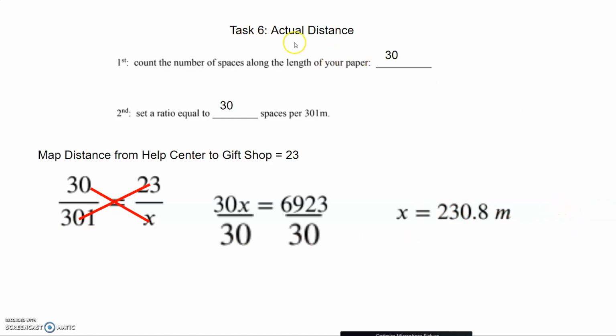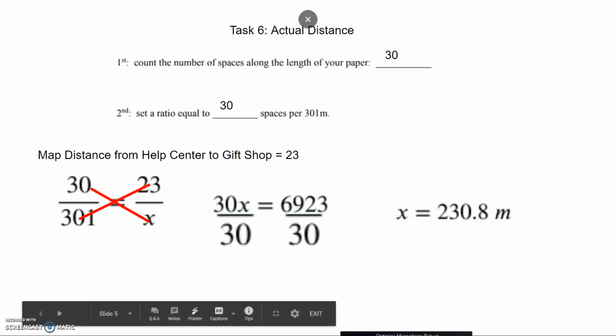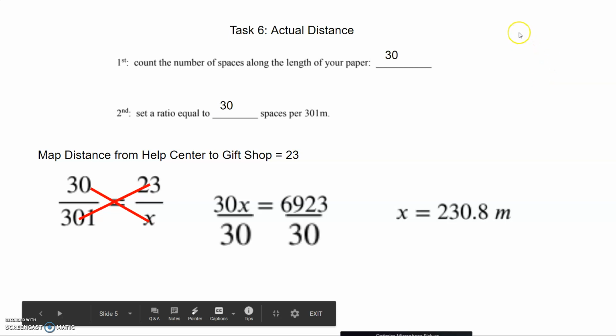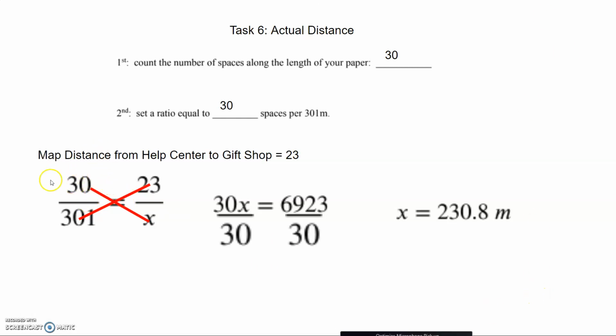So this is how you're going to do task 6. The biggest thing is to count that length, get the number of squares you have on your paper lengthwise, put that number here and here, and that essentially is your ratio. So if you counted 40 squares from top to bottom, then you're going to have a 40 here. If you counted 15, then you're going to have a 15 here. This number is all dependent on your graph paper.